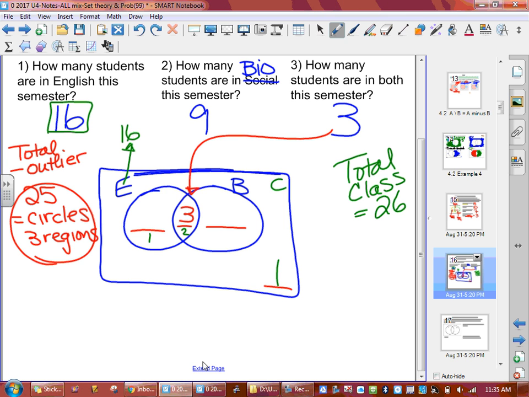We're going to pull the number out for bio. Our total is 9 students in bio. If there's 9 students in bio, section 2 and 3 have to add to 9. So how big is my section 3? 6. Good. So now when I add up all my circles, okay, so 13 and 3 gives you 16. Plus 6 gives us 22. There's something amiss here. Our circles have to add to 25 because we only have one outlier.